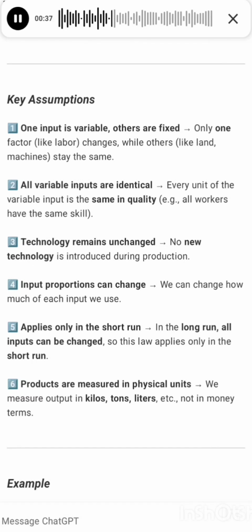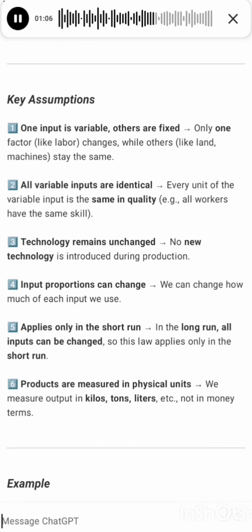3. Technology remains unchanged. No new technology is introduced during production. 4. Input proportions can change. We can change how much of each input we use. 5. Applies only in the short run. In the long run, all inputs can be changed. So this law applies only in the short run. 6. Products are measured in physical units. We measure output in kilos, tons, liters, etc., not in money terms.